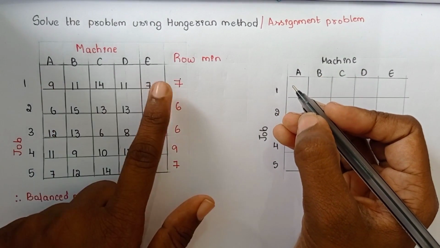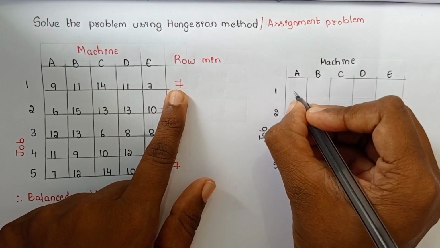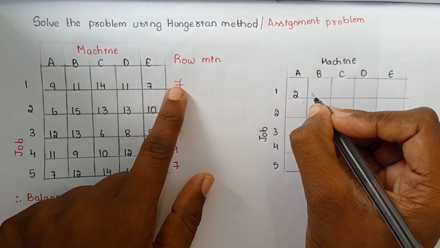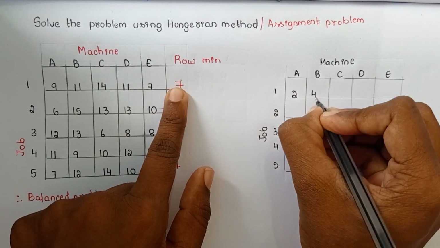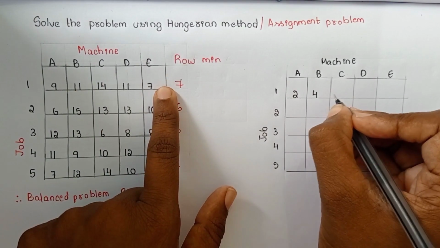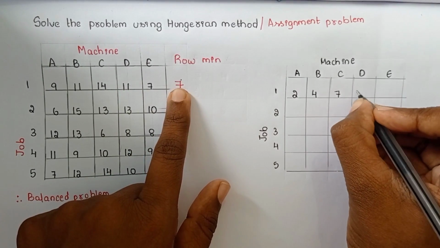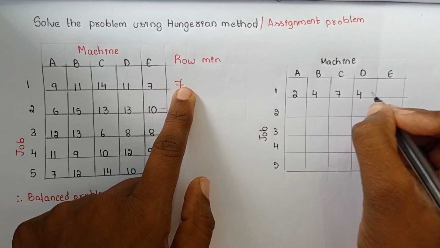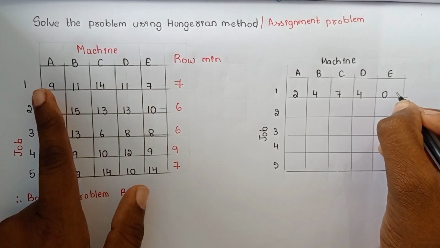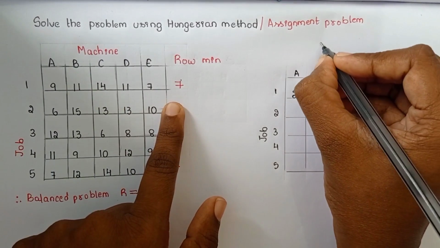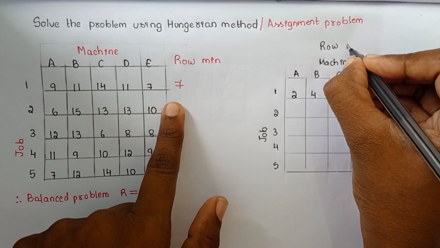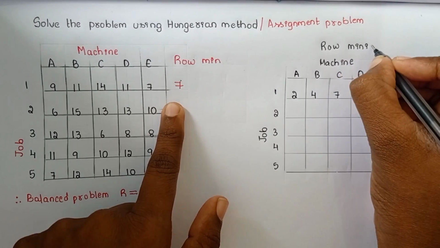So 9 minus 7 is 2. 11 minus 7 is 4. 14 minus 7 is 7. 11 minus 7 is 4. 7 minus 7 is 0. So this is the row minimization value. You can write the heading as row minimization.